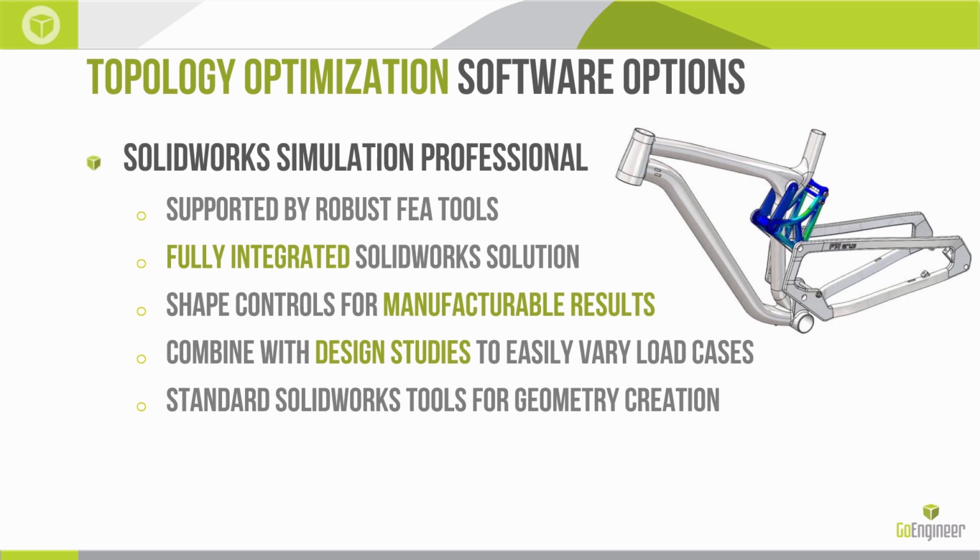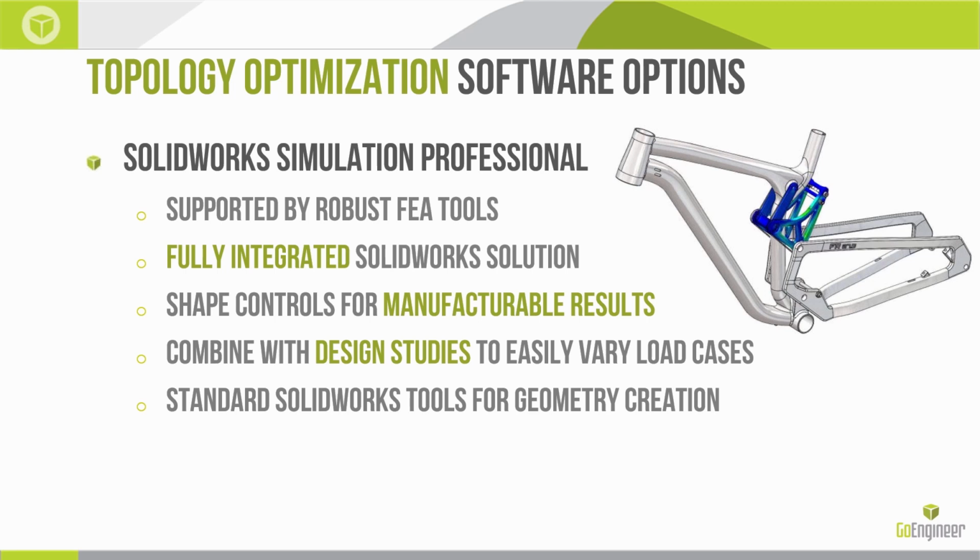About 2 years ago now, SOLIDWORKS Simulation Professional started including some topology optimization tools, and in the last 2 years, those tools have improved quite a bit. Of course, those tools are supported by very robust FEA tools. This means initial verification of your design space is going to be accurate, and also verification of your shape results are going to be very accurate. Of course, it's going to be a fully integrated solution, which streamlines your workflow.